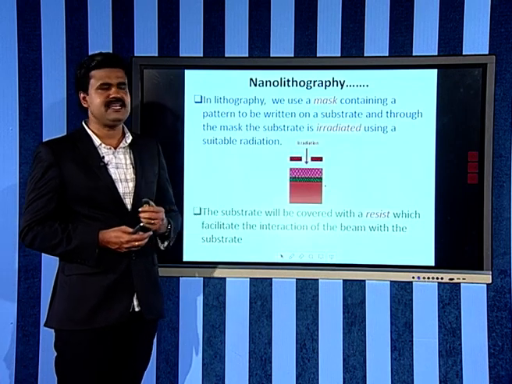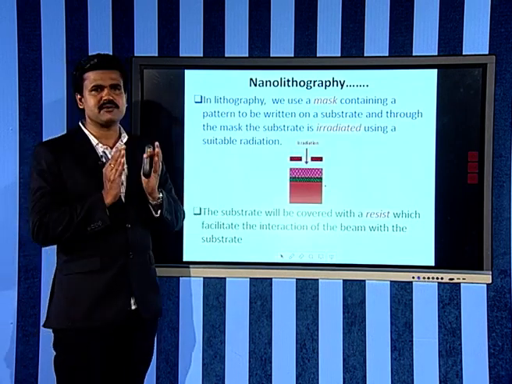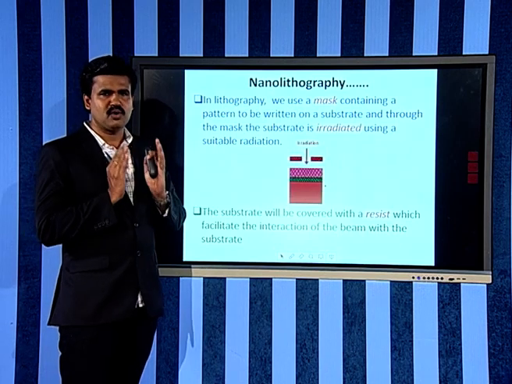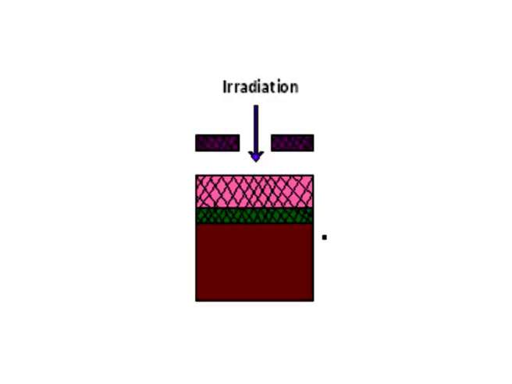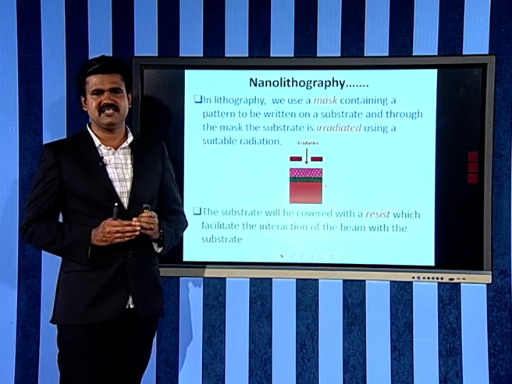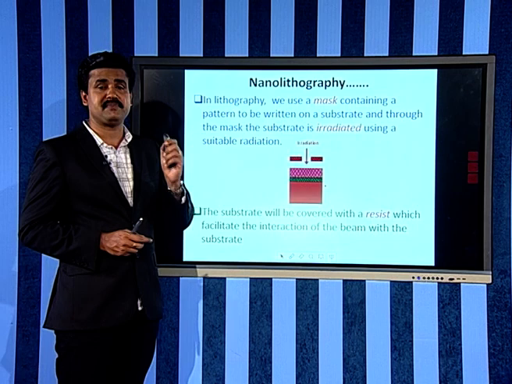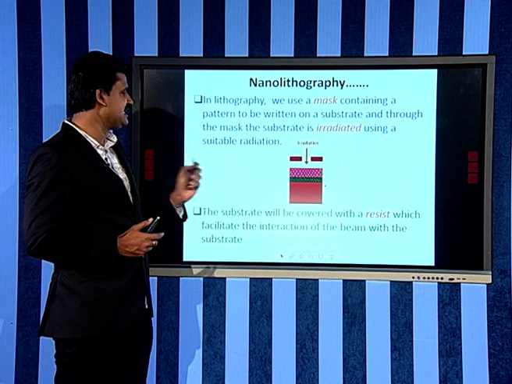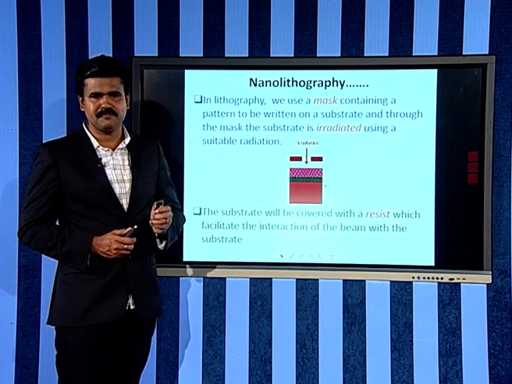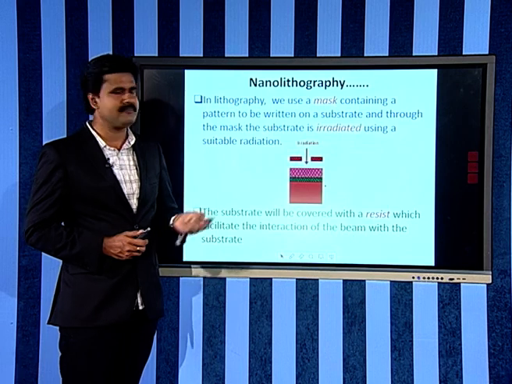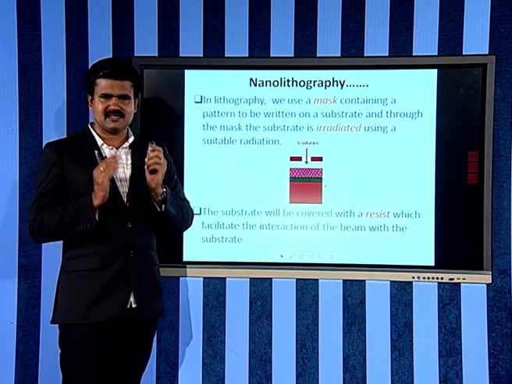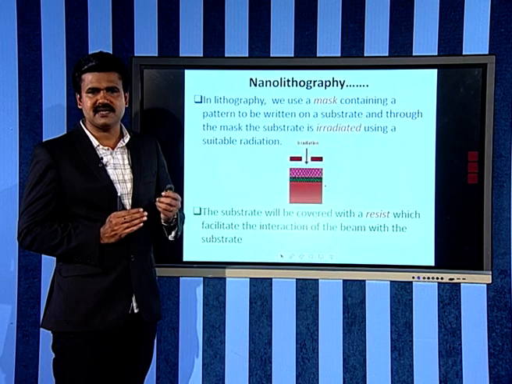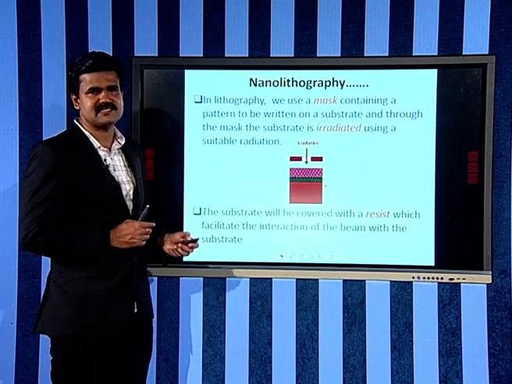Nanolithography generally uses a mask containing a particular pattern to be written on a substrate, and it is irradiated using suitable radiation or an electron beam. The substrate will be covered with a resist. A resist has a pivotal role in nanolithography. This resist facilitates interaction of the beam, either photon beam or electron beam, with the substrate. The resist controls the size of the nanoparticle to be obtained by this procedure.